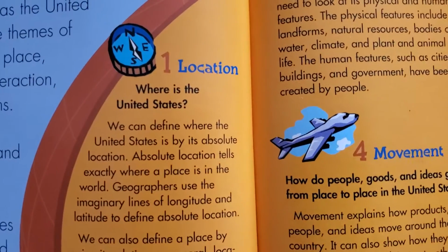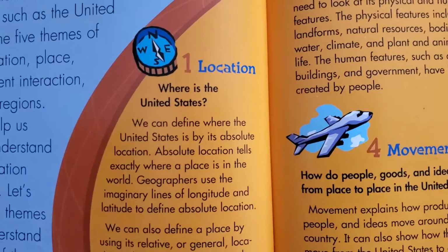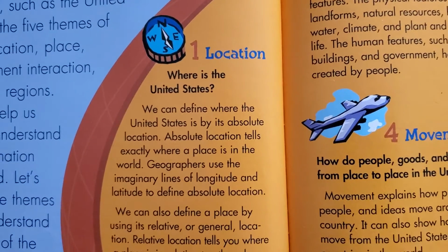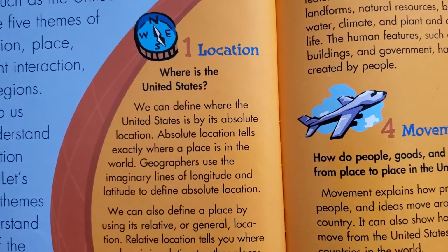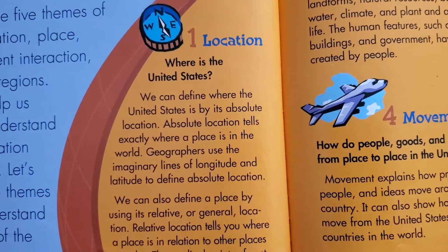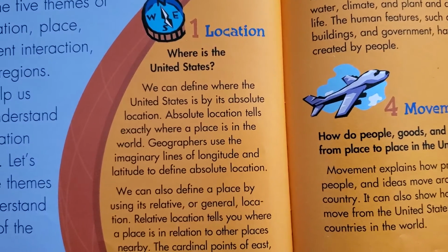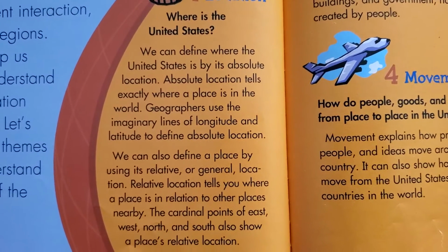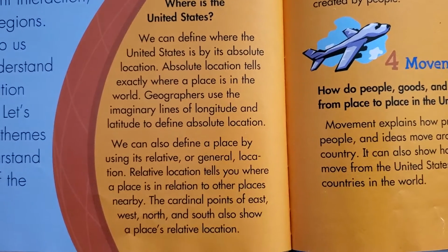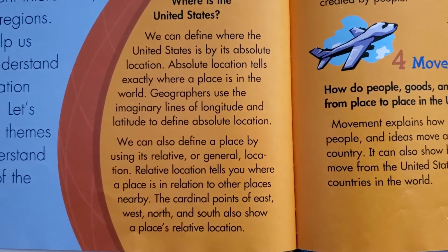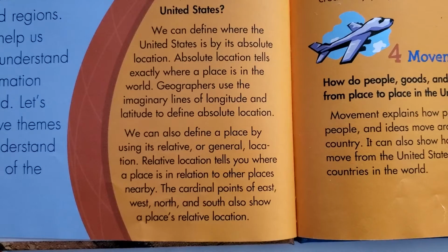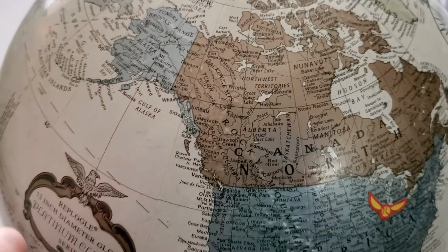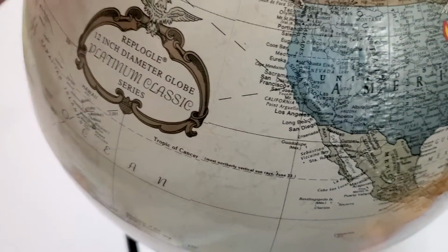Number 1, location. Where is the United States? We can define where the United States is by its absolute location. Absolute location tells exactly where a place is in the world. Geographers use the imaginary lines of longitude and latitude to define absolute location. These are the longitude lines. They go all the way around like this. See?